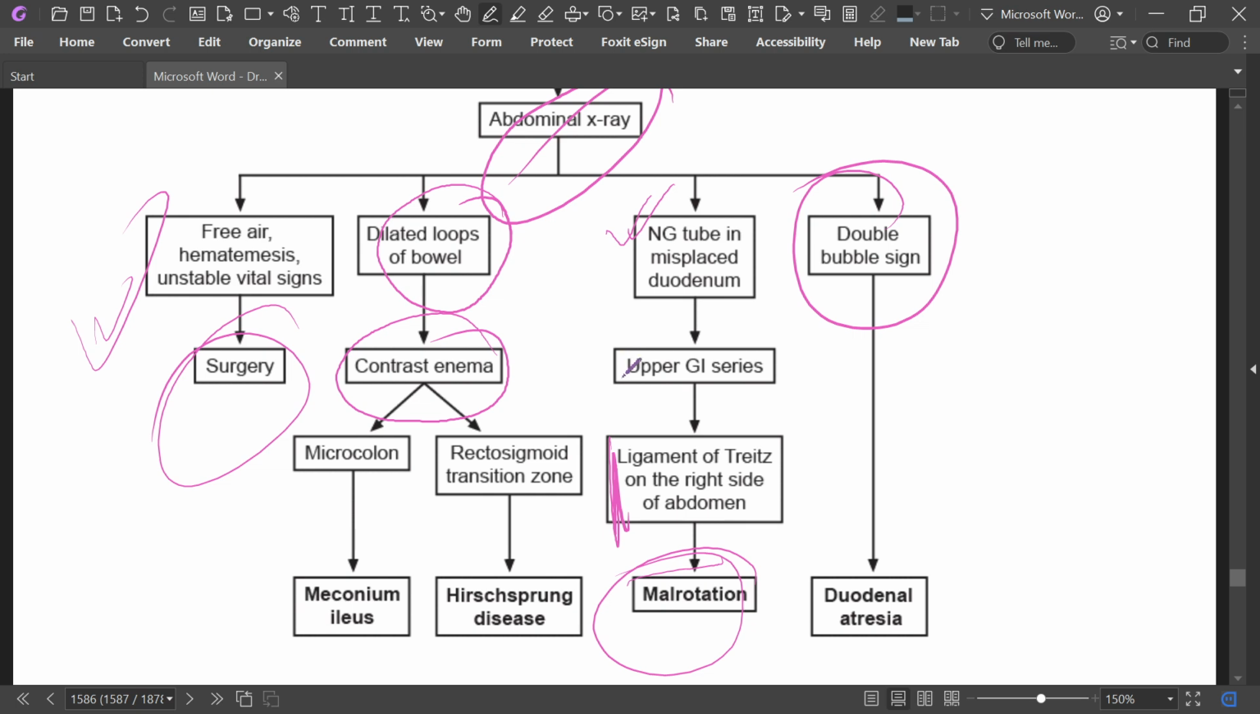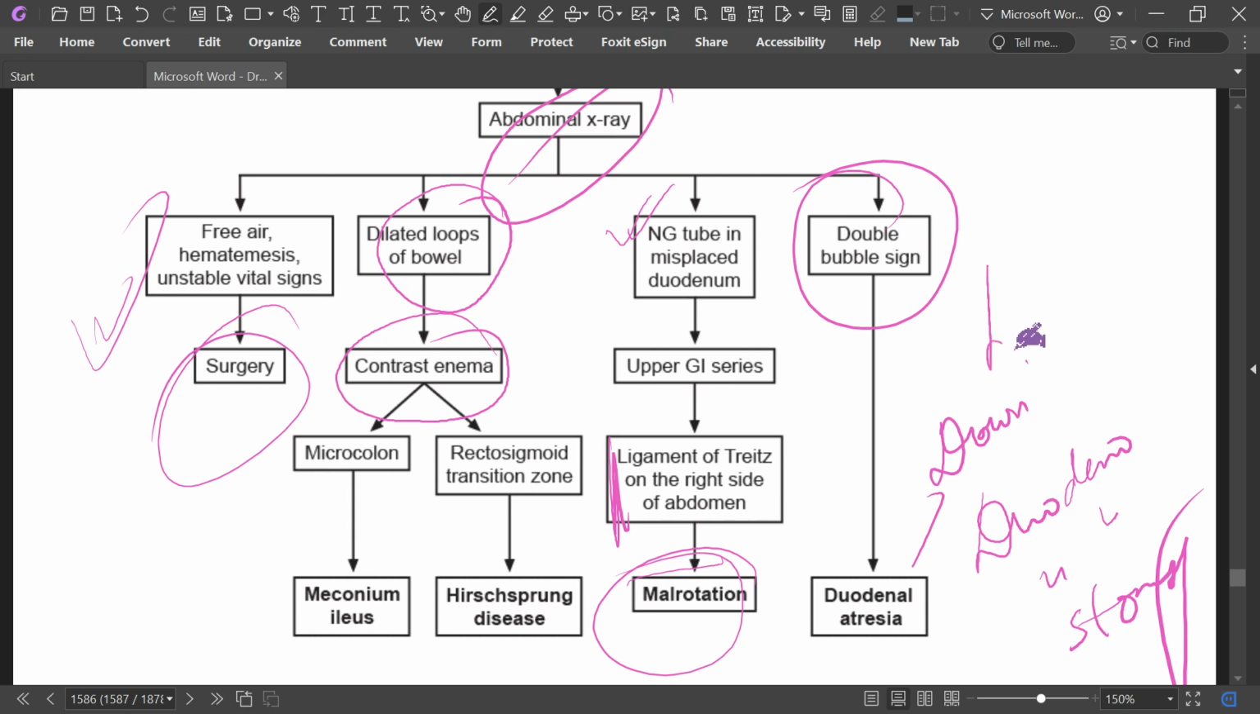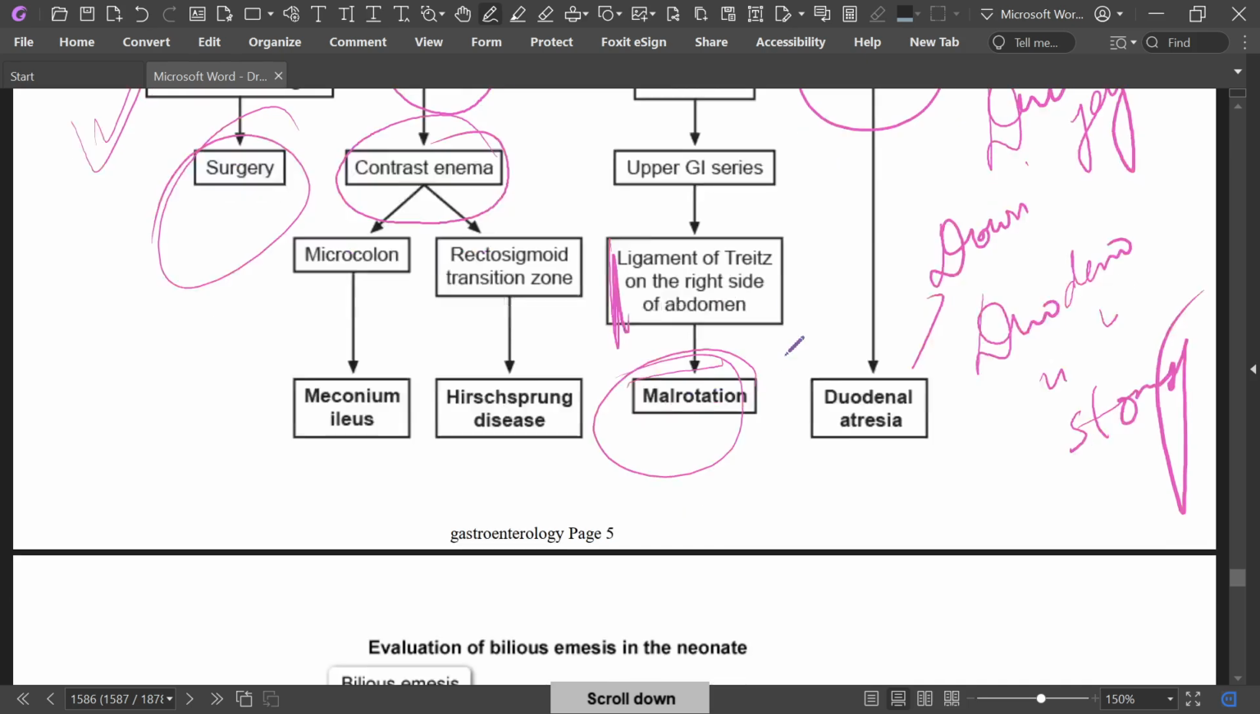This is duodenal atresia. Duodenal atresia is associated with Down syndrome, and you should do duodenostomy or duodenojejunostomy.